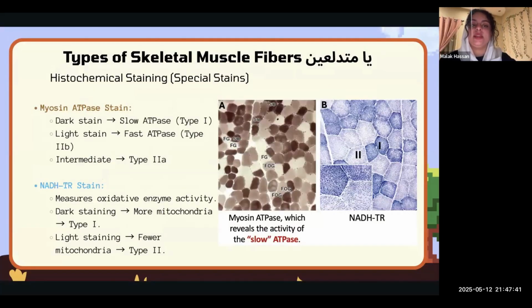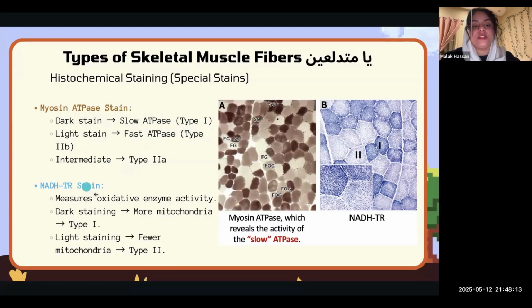Let's talk about the types of skeletal muscle fibers. We have histochemical staining, special stains that help us differentiate between the different types of muscle fibers. We have the myosin ATPase stain, which is the brown stain, and if it stains dark, then it's slow. Think of it as if it's dark, it's slow. It's type 1 fibers. If it's a light stain, then it's a fast ATPase, so it's type 2B. And if it's intermediate, then it's type 2A.